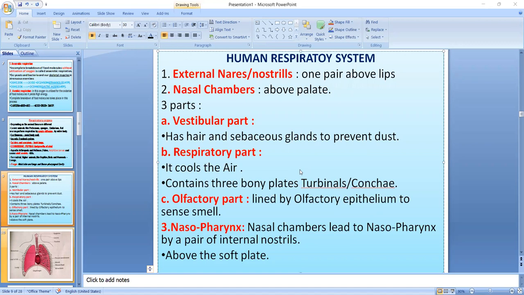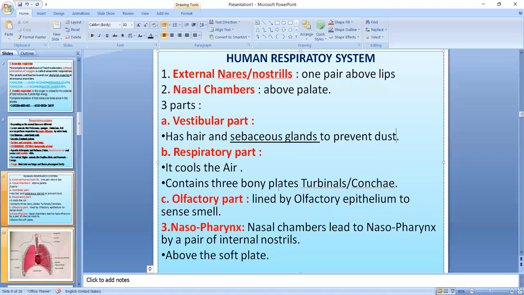Nasal chambers have three parts: vestibular part, respiratory part, olfactory part. So what is the vestibular part? This is the anterior part. It has hair and sebaceous glands which secrete sebum, in human beings, to prevent dust particles. So hair and sebaceous glands trap the dust particles.